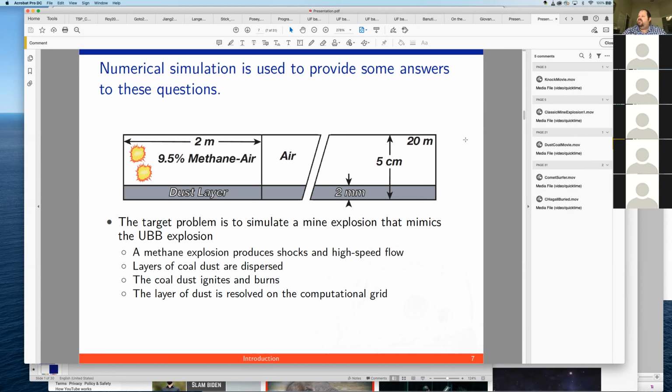These dust explosions take a very long time to set up. And then to trigger the explosion, we have a region on the left side of the domain that is filled with a stoichiometric mixture of methane and air, where we intentionally trigger a detonation. This detonation propagating through the methane and air mixture functions as the primary explosion, and this primary explosion produces the shock wave and high-speed flow that then initiates the dust explosion. Okay, and so this is mimicking what happened in the Upper Big Branch mine explosion.